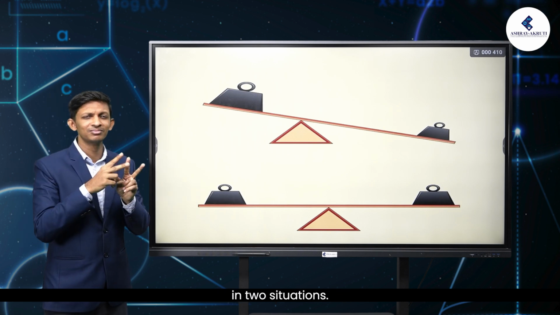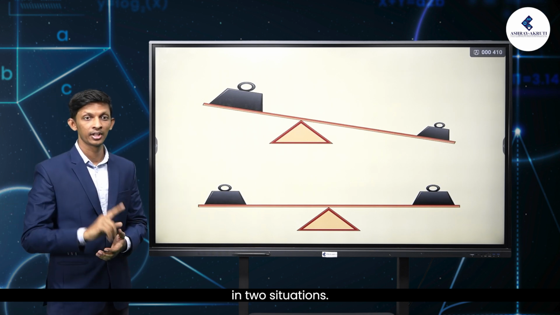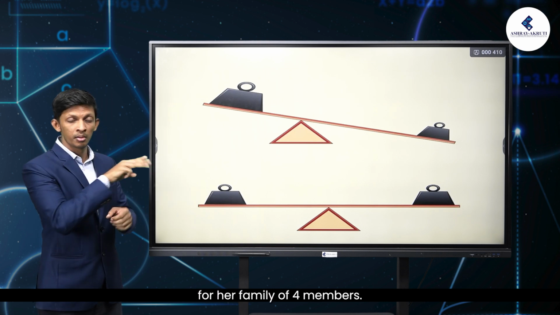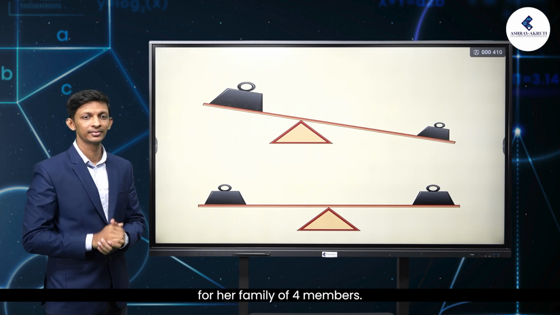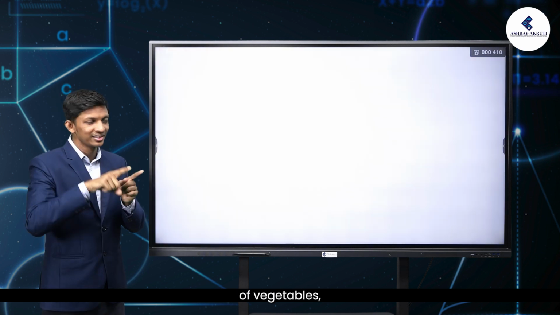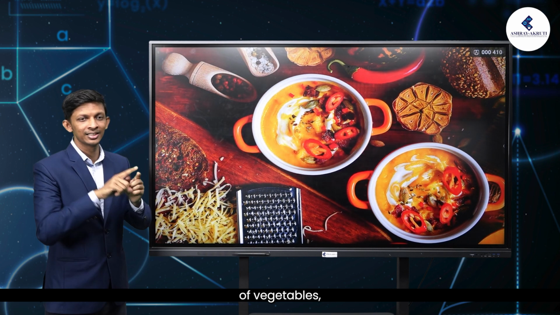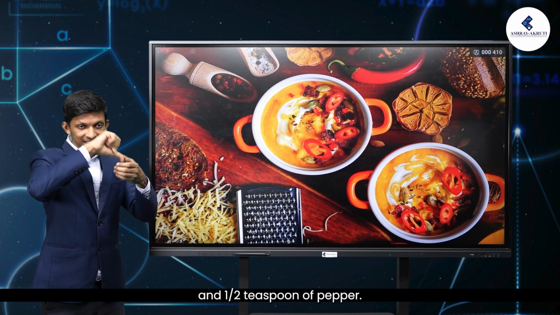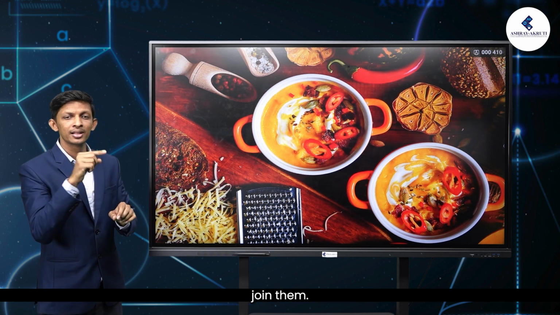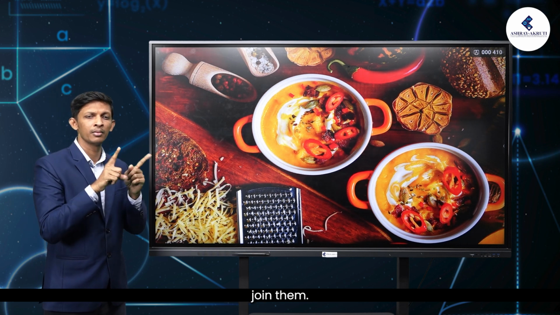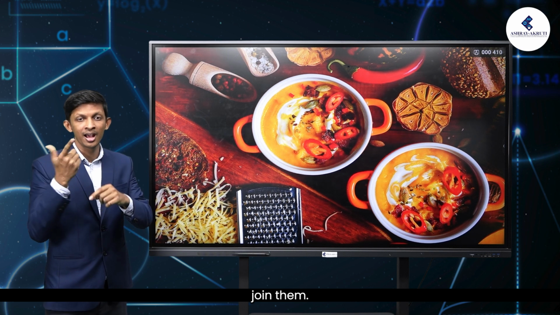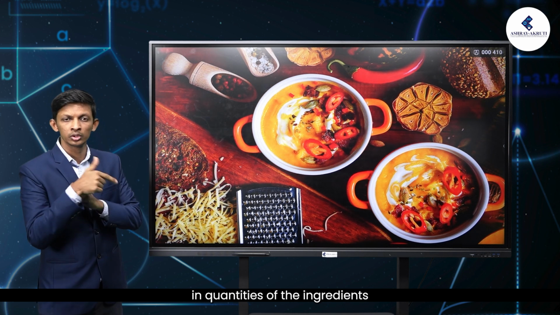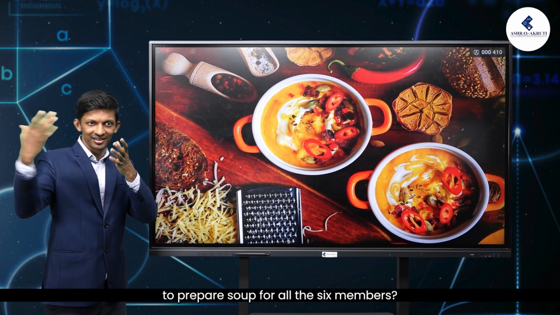Let us see the variation in two situations. First, Diya prepares vegetable soup for a family of 4 members. She uses 2 cups of vegetables, 600 ml of water, 1 teaspoon of salt and half teaspoon of pepper. Suddenly, her aunt and uncle join them. What would be the change in quantities of the ingredients to prepare soup for all the 6 members?